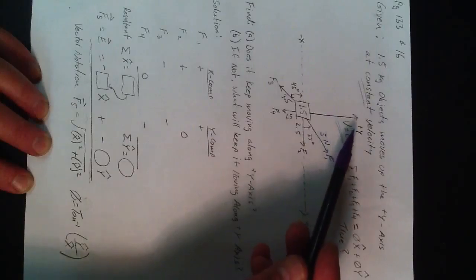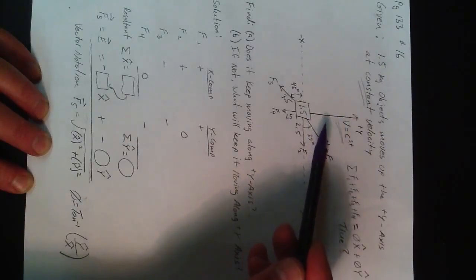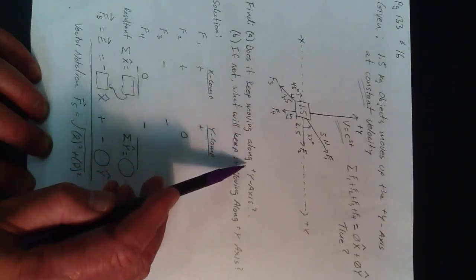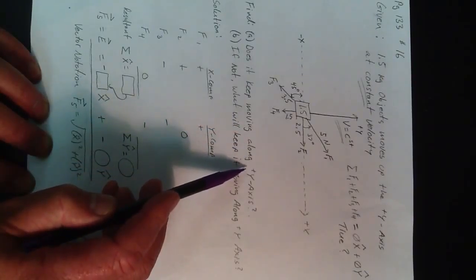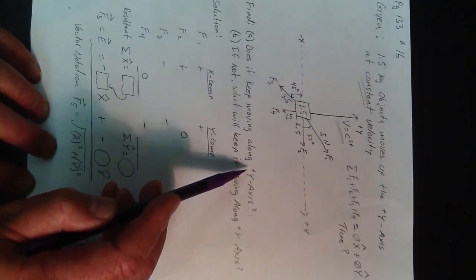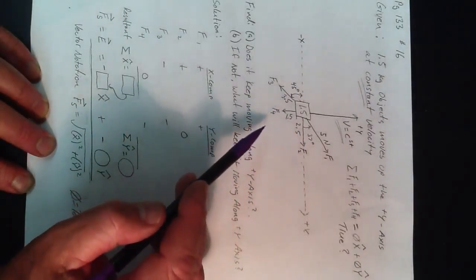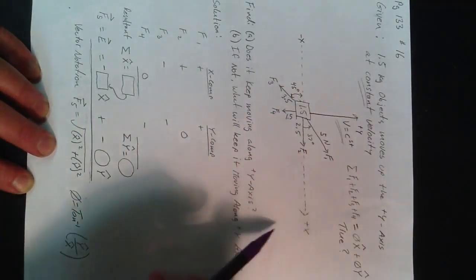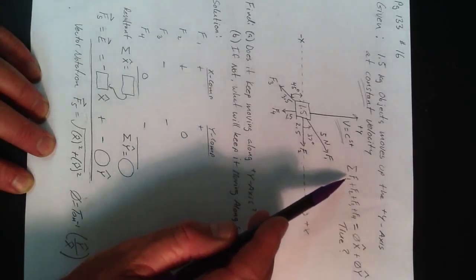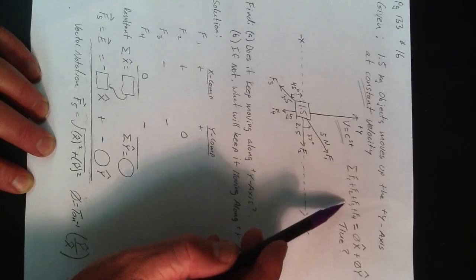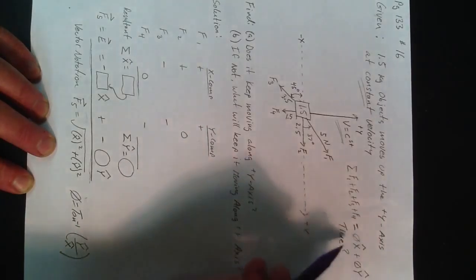All I know is if this velocity is not going to change, which is what part A is asking, does it keep moving along the y-axis? Well, if it's going to do that, that means its motion is not changing. The only way its motion cannot change is if all these force vectors are in equilibrium. What does that mean mathematically? We need to take vector 1, 2, 3, and 4, break them up into components, and add the components. And we need to see if this is true or not.